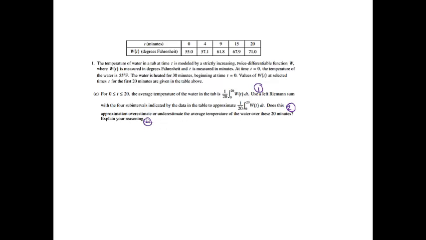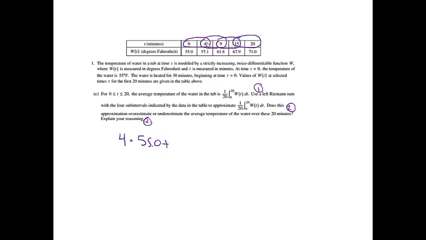Okay, so three different things are going on here. Left Riemann sum. I do notice that we're not going by equal intervals, so I'm going to have to treat each one separately. We'll go 0 to 4, 4 to 9, 9 to 15, and 15 to 20. For the first interval, the width is 4, and I'll multiply it by the left endpoint, since it was a left Riemann sum, which is 55.0.